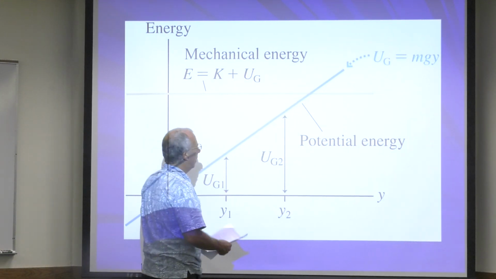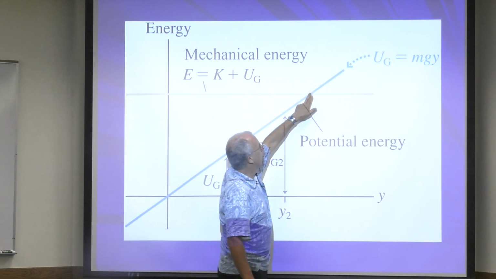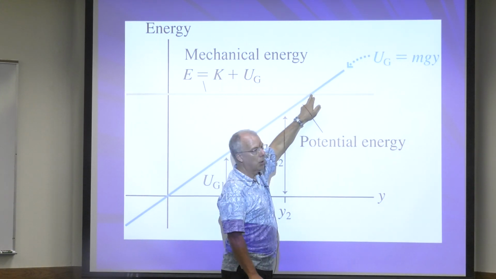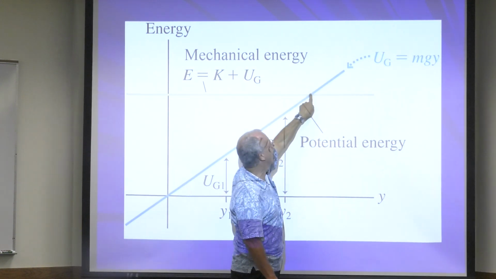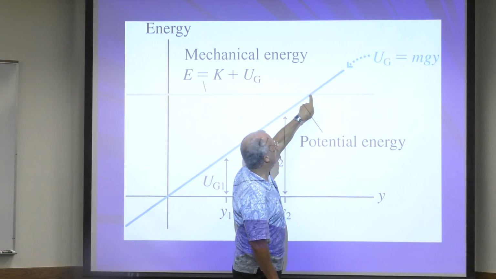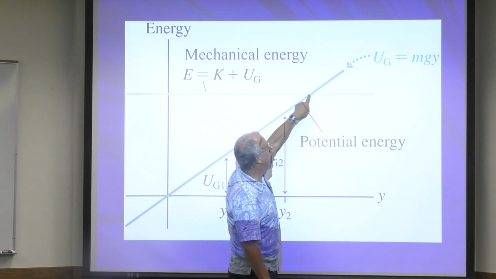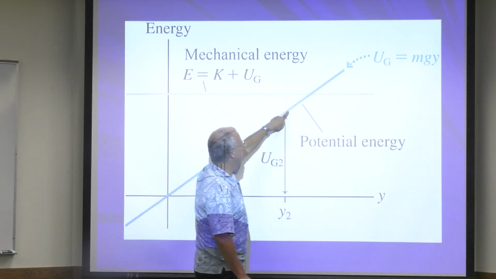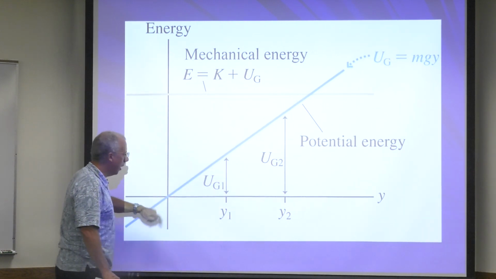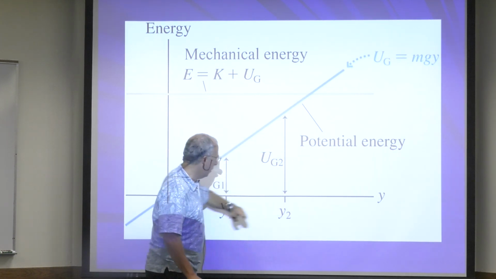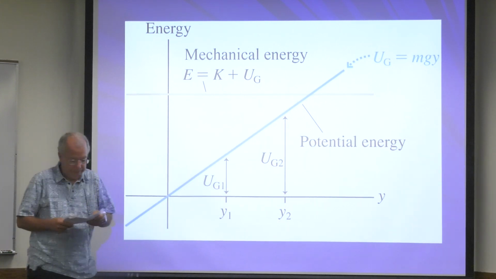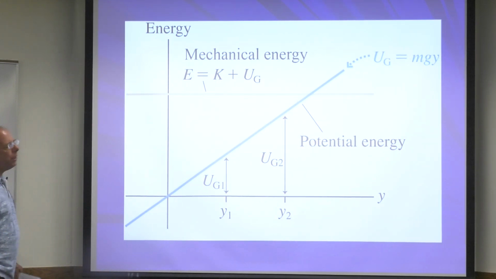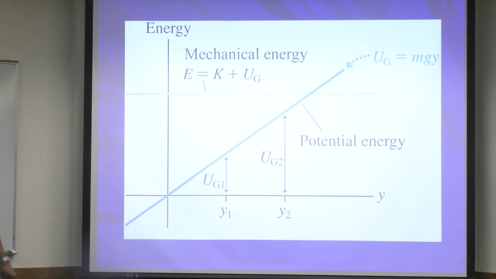All right, so this is where you drop it. When you drop it, the kinetic energy is 0, so all of the energy is potential. Bang, right there, right? So the potential energy equals the mechanical energy. And then you drop it, and the potential energy gets smaller and smaller. So this is the potential energy at y2, this is the potential energy at y1. So there you go.